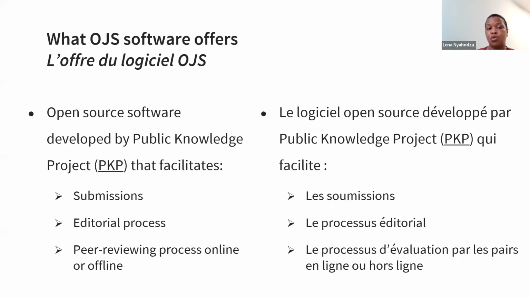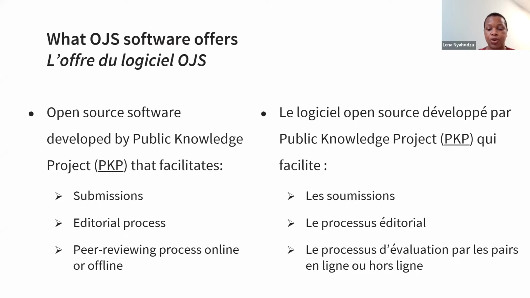So what does OJS offer? In OJS, when this software is set up, you can have submissions in there, upload submissions, assign submissions, and do the entire editorial process until you have published an issue. The editorial process is the responsibility of the editor to evaluate a manuscript that has been uploaded. If it is worth sending to the reviewers, you can do that. And when reviewers receive that, they can do the review online, or they can do it offline and then later upload. So OJS facilitates all of that.